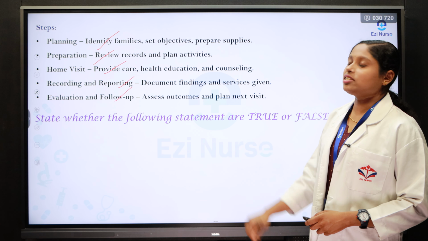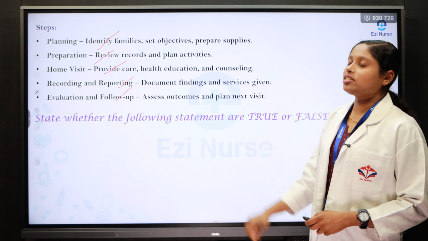Next one: chikungunya is transmitted by consuming infected chicken. So it's a false statement. It is a mosquito that causes this infection. Next, vitamin K is a fat soluble vitamin. Yes, it is. Vitamin K is classified as a fat soluble vitamin. So this is the answer for the true or false questions.